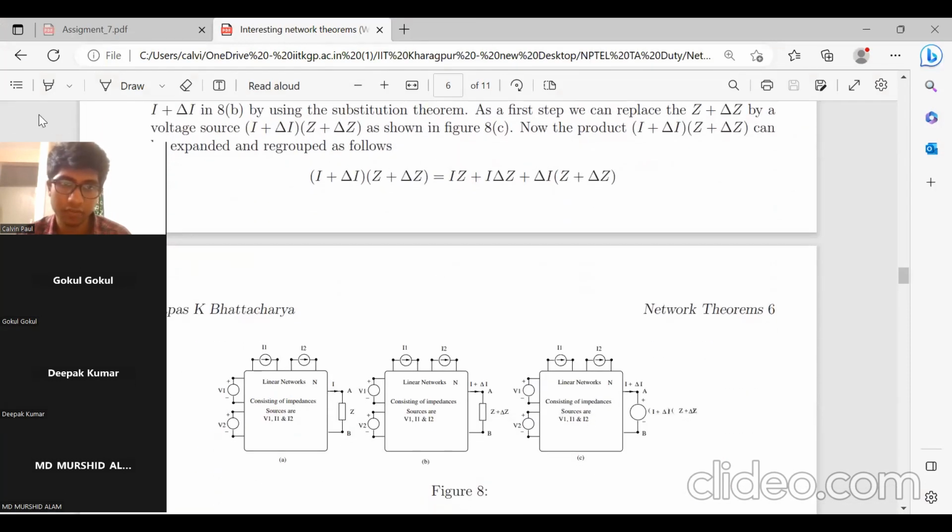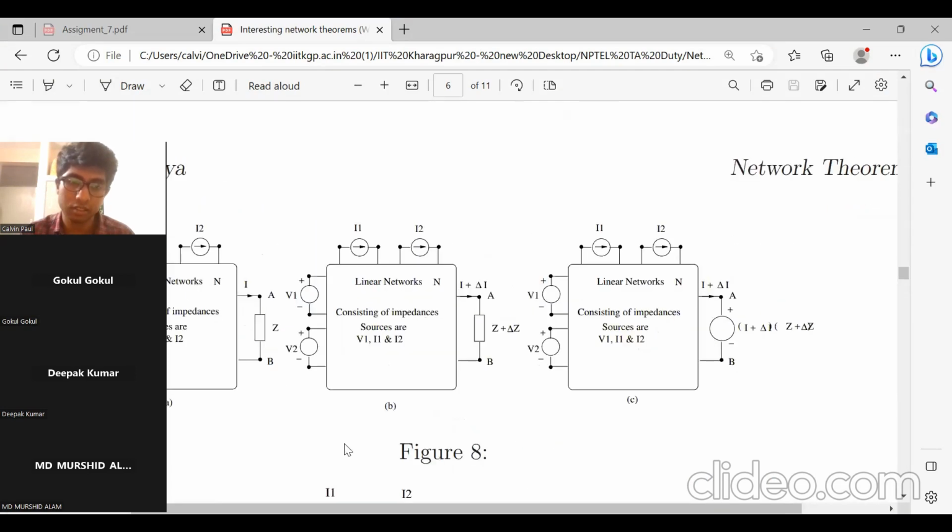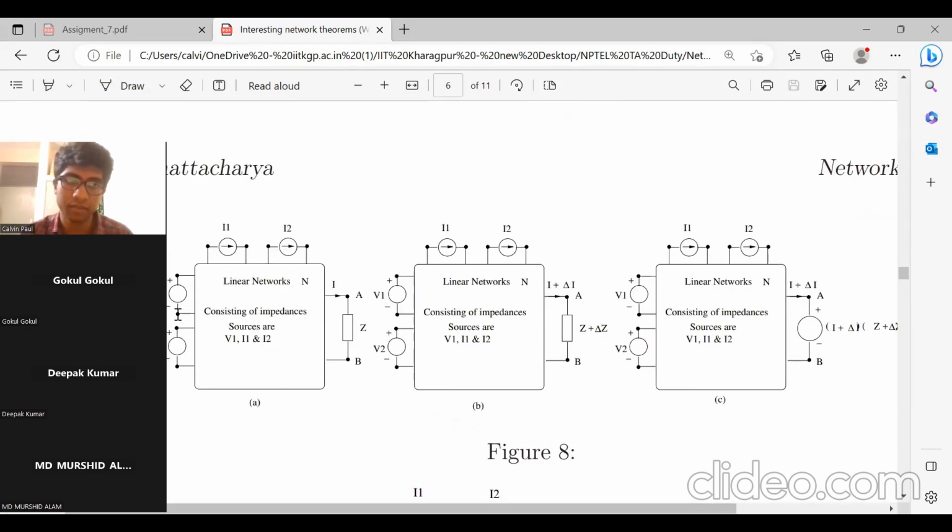So can you see the screen now? Yes, sir, I can see. Okay, so just consider this network. There are two voltage sources, two independent current sources, and there's an impedance Z. Any doubt till here? Then this impedance Z has been increased by a factor delta Z, Z plus delta Z, and all the other parts of the network remain the same. So the current changes to I plus delta I.